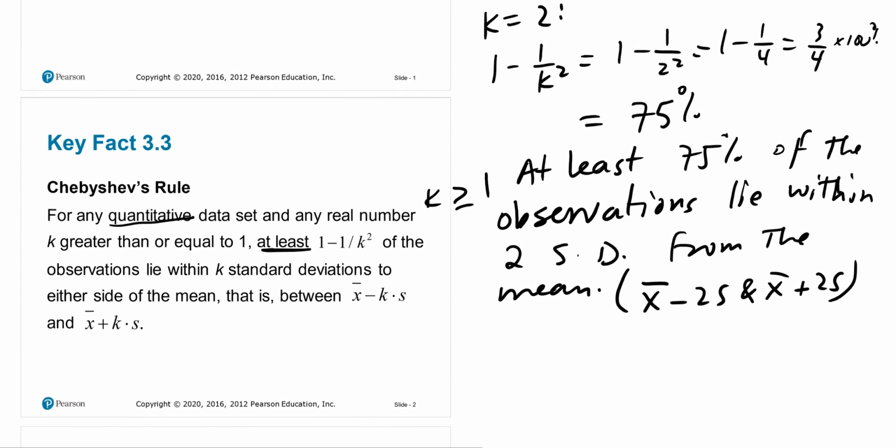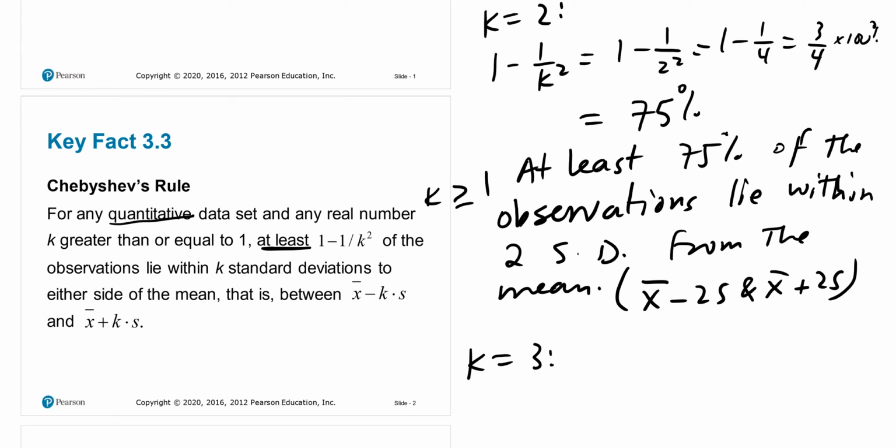If you take k equals 3, 1 minus 1 over 3 squared gives us about 88.8%, which is about 89% of the data that will fall within 3 standard deviations from the mean. Okay, so that's what the Chebyshev rule says.